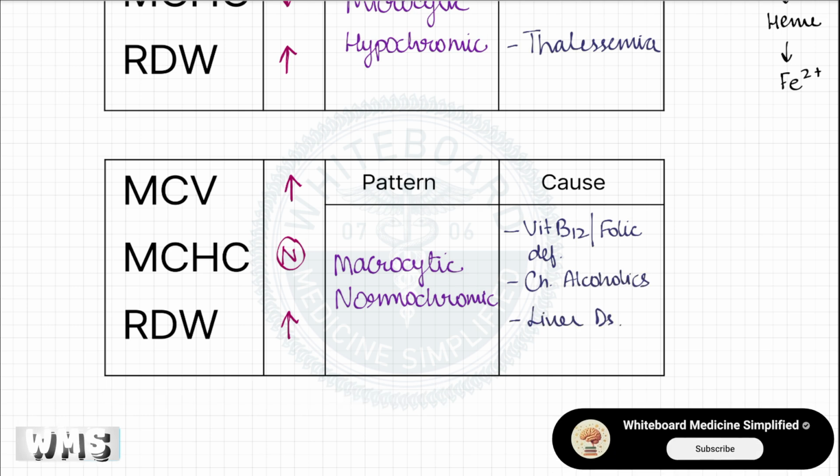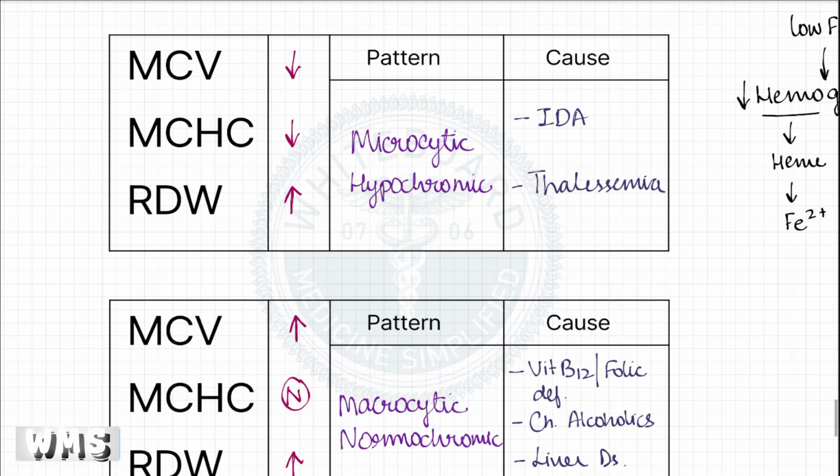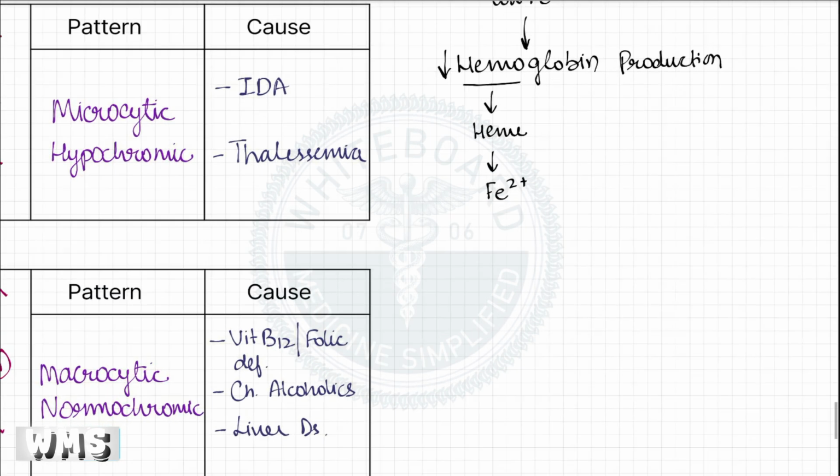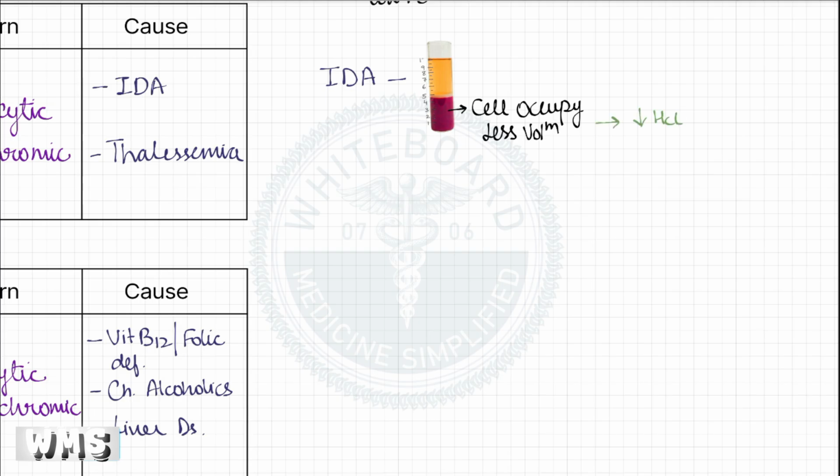Now, interestingly, can somebody tell us what happens to the hematocrit in iron deficiency anemia and vitamin B12 and folic acid deficiency anemia? So let me explain. As the size of RBCs decreases in iron deficiency anemia, the cells occupy less volume. So hematocrit is decreased in iron deficiency anemia.